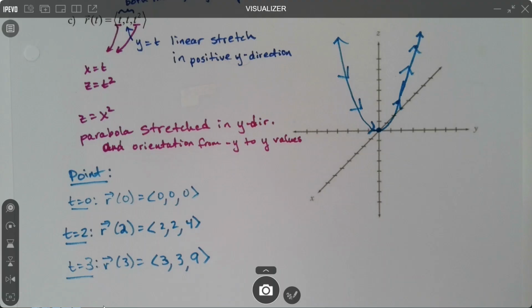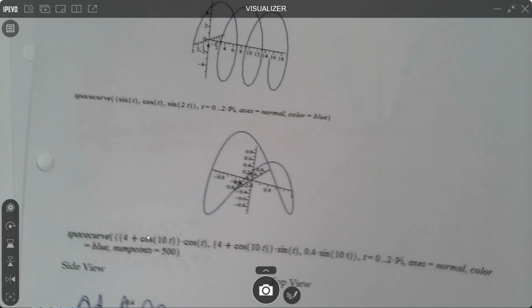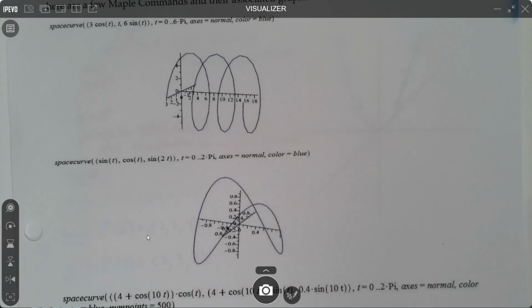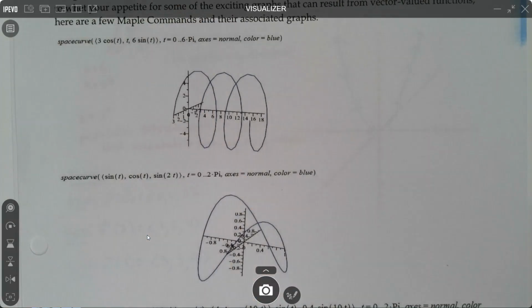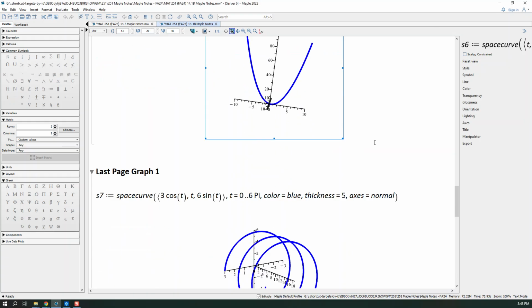And the last couple of pages, there's really not much to say because I've already graphed them in Maple for you. So it's using the space curve command. You can see those are the commands. I might have played with these a little bit. They might not be exactly what was written there because I like to mess around with the graphs.